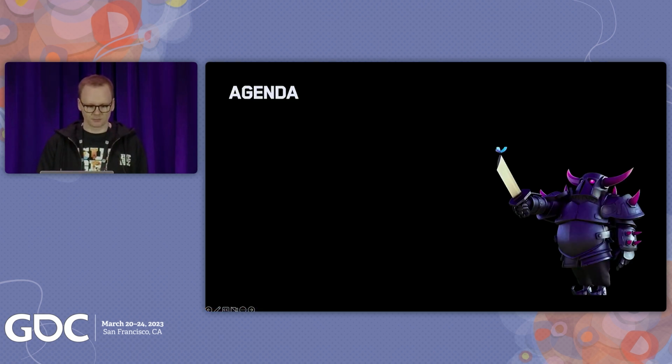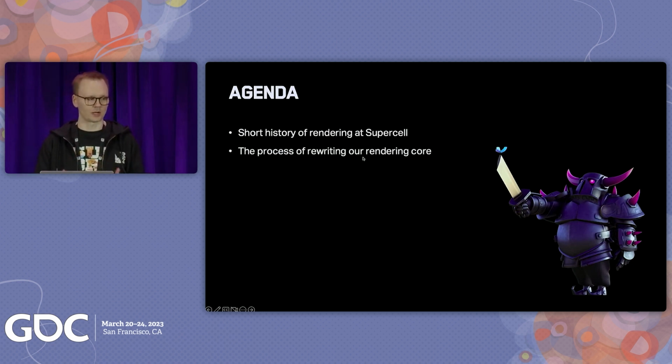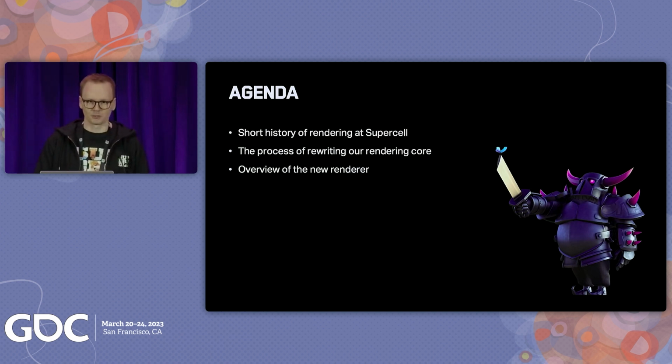So I'm going to start off the presentation with a short history tour on technology development at the company. After that, I'm going to be talking about the actual process of rewriting our core renderer and porting all of our games on top of the new system. Then I'm going to be talking about the new system itself, going to give an overview of its architecture and talk a bit about the feature set. And finally, I'm going to go through some of the learnings from along the way.